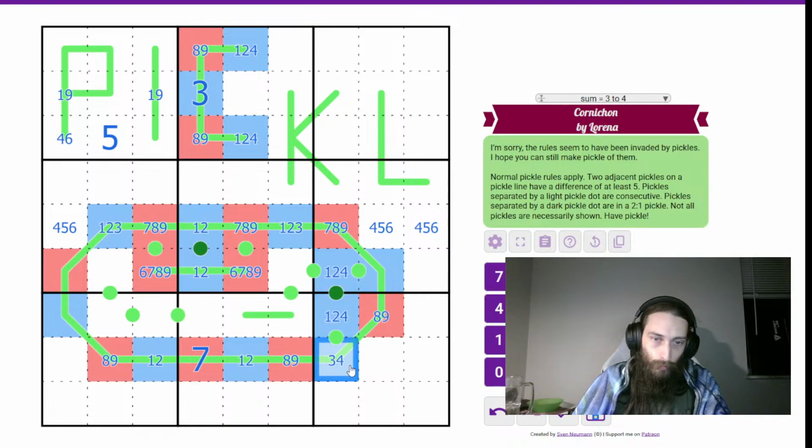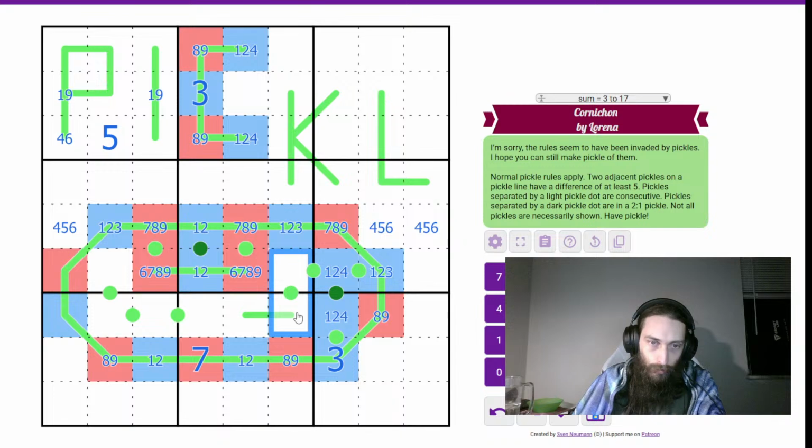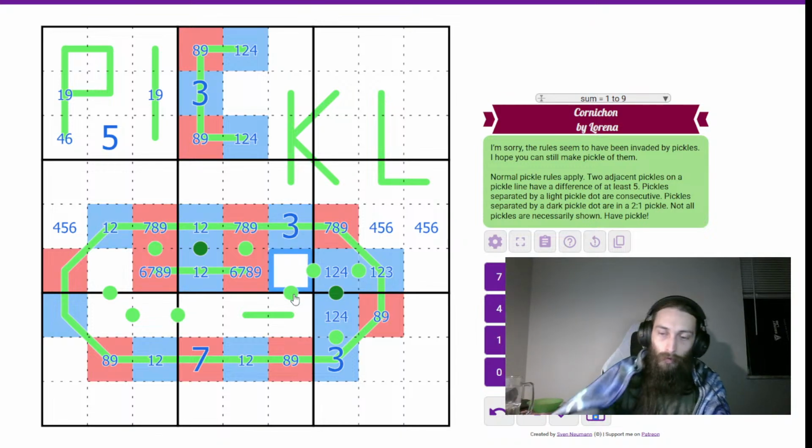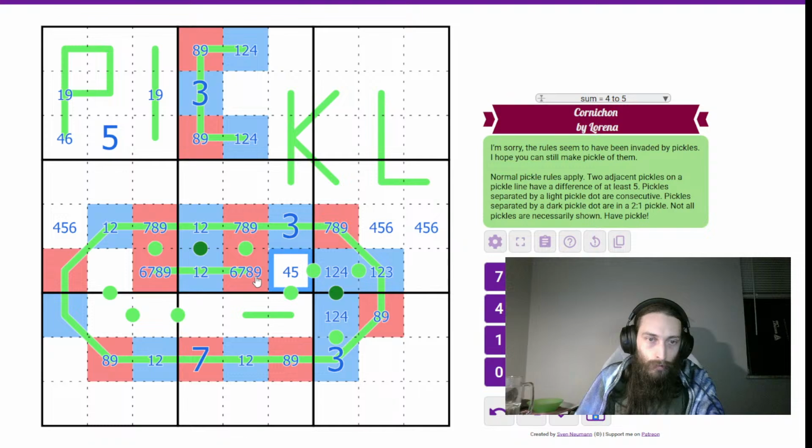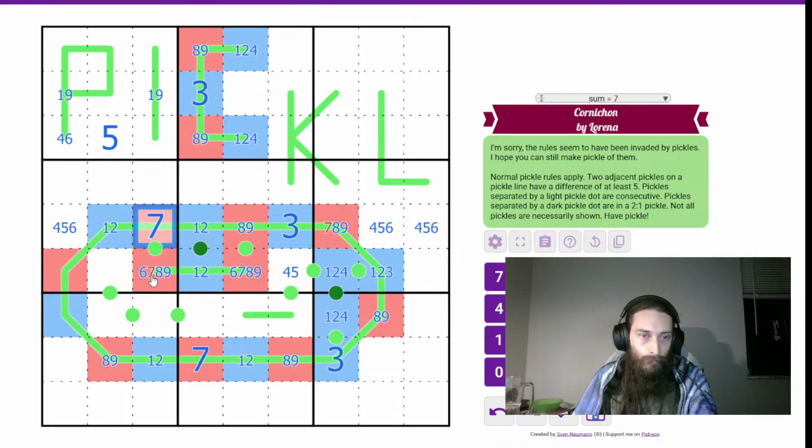So 4 doesn't work here. This must be 3. 3 or 4. Again, 4 doesn't work. I think all of the others do. Now, this could be a 5, and then this a red digit. Oh, 1 and 2 makes 3. So this is either 4 or 5. 7. Right. The 3, yeah.